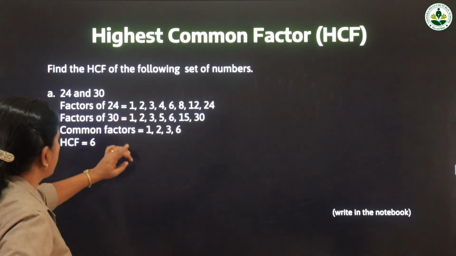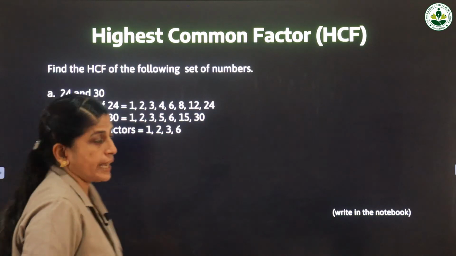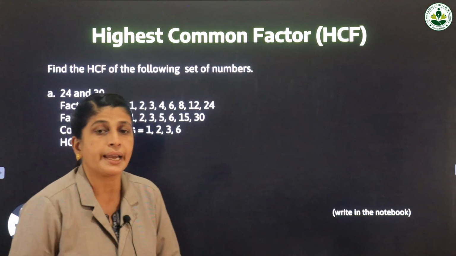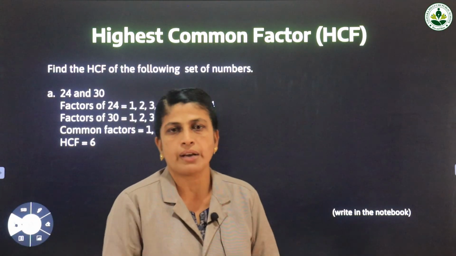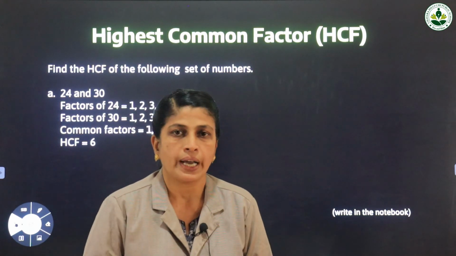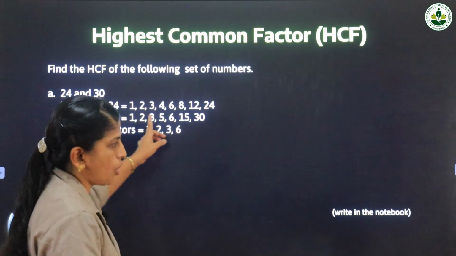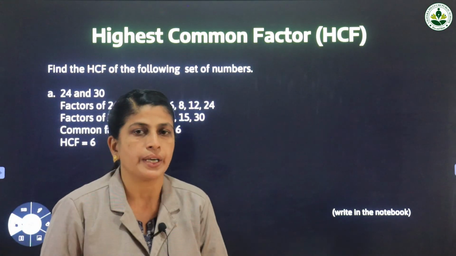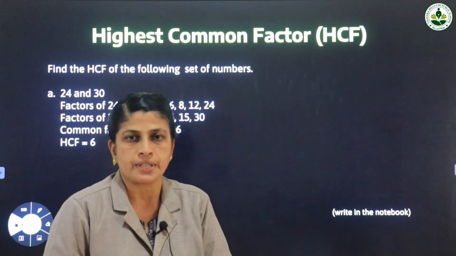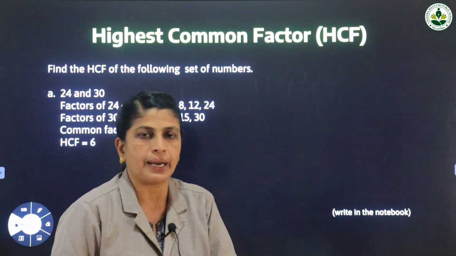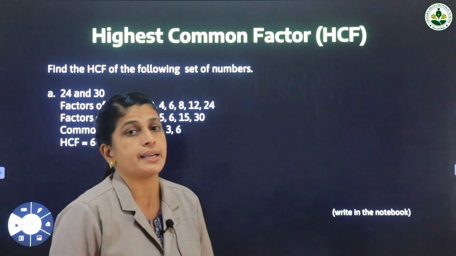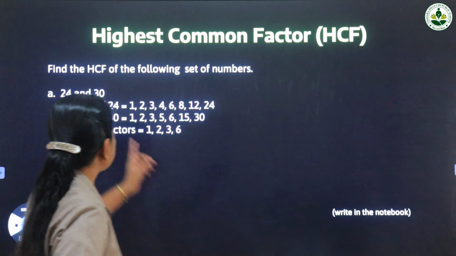The next is to find the HCF. HCF means highest common factor. There we have seen the common factors and the highest common factor. Therefore, to find the highest common factor also, we need to find out the factors of each number separately, then find out the highest from those factors.